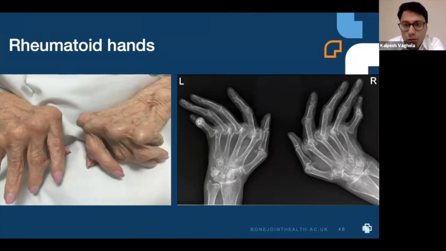So you can see in this picture on the left, this lady's got kind of a Z-type deformity of the hand. The wrist is subluxed, which then causes the metacarpals to radially deviate, and then malalignment of the MCPJs. So it looks quite an alarming picture, and also X-ray appearances.